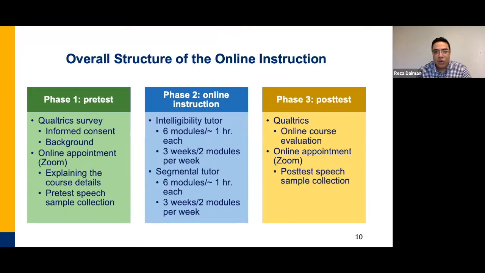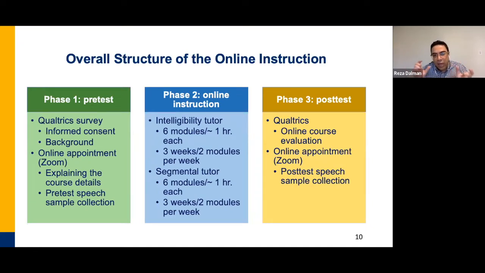This is the overall structure of the online instruction. It had three phases. Phase one was the pre-test phase. And during the pre-test phase, I administered an online survey to all of the recruited participants, and I collected their background information. And then I set an online appointment with the recruited participants through Zoom.